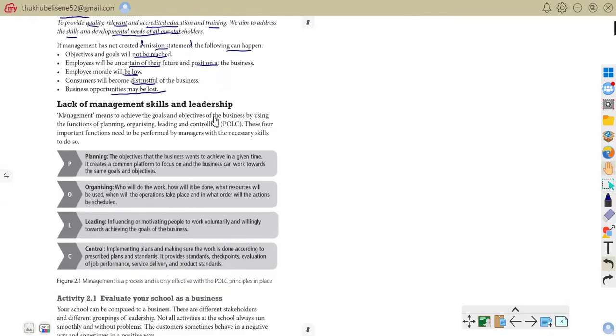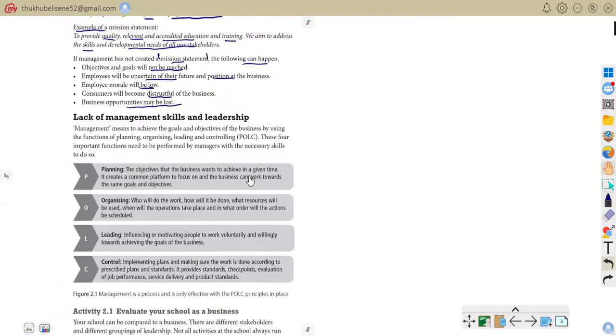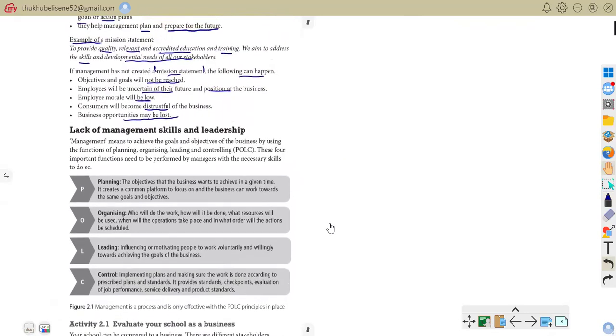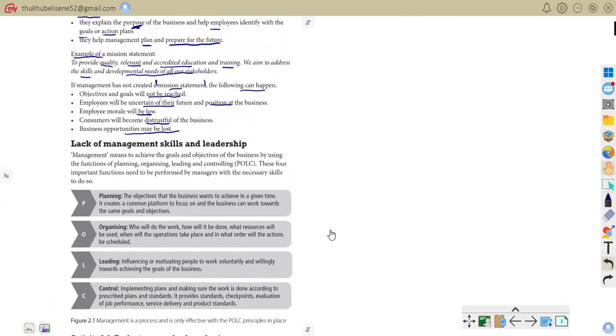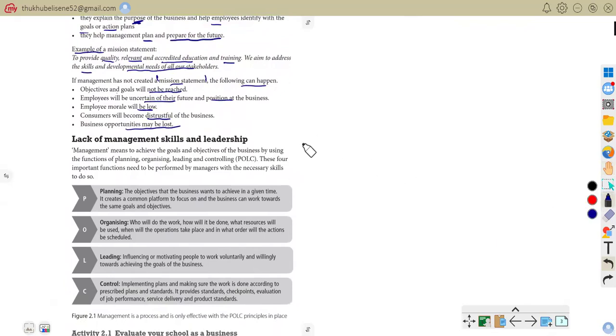So now we come to lack of skills and leadership. Here we are talking about the lack of adequate management skills.